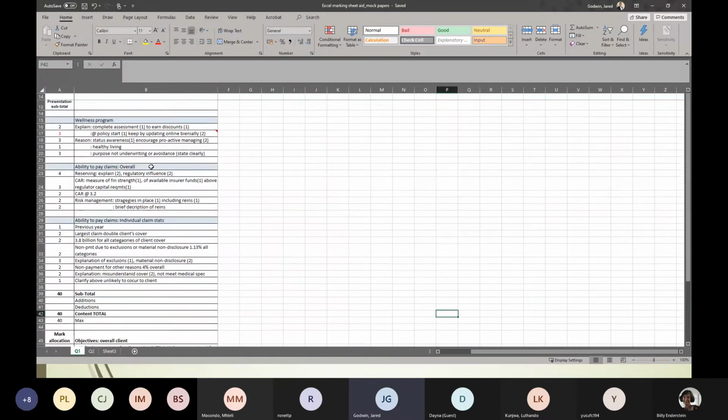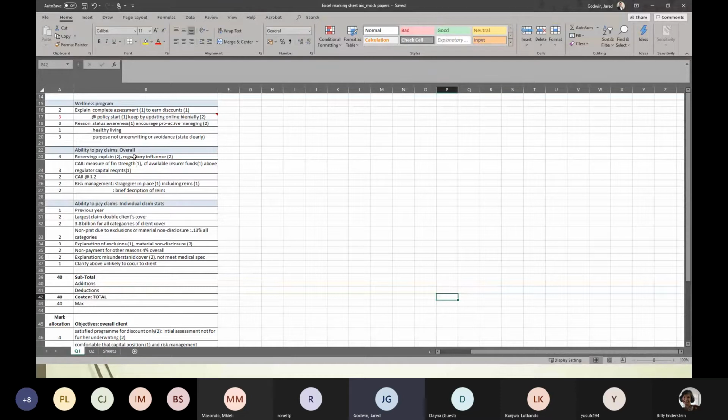So this is this exam's marking schedule. And this is what I had on the slide. Wellness program. You've got 2 marks to say if you explain, did you complete the assessment to earn the discounts? 1 mark each. Did you mention that it's at the policy start? 1 mark for that. Keep updating online, that's 2 marks. And you can see all the marks available.